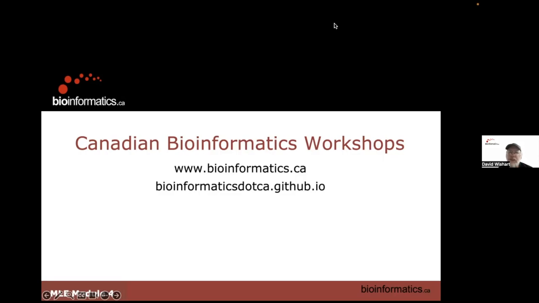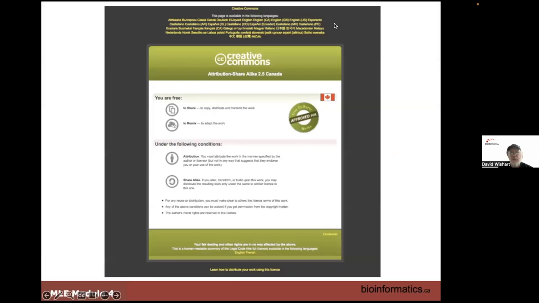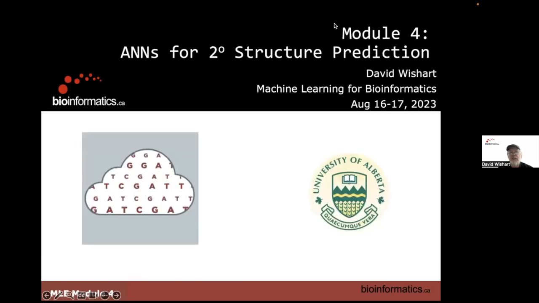We've compared decision trees to neural nets. Neural nets seem to be slightly better overall, but it's also highlighting that both approaches are powerful and very useful. We're going to now apply neural nets to secondary structure prediction. So this is a little more of a bioinformatics problem.